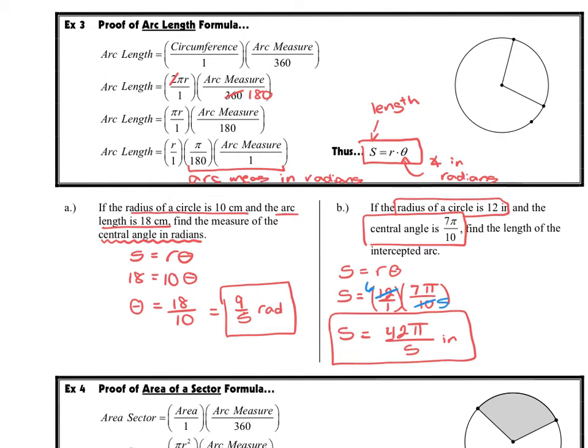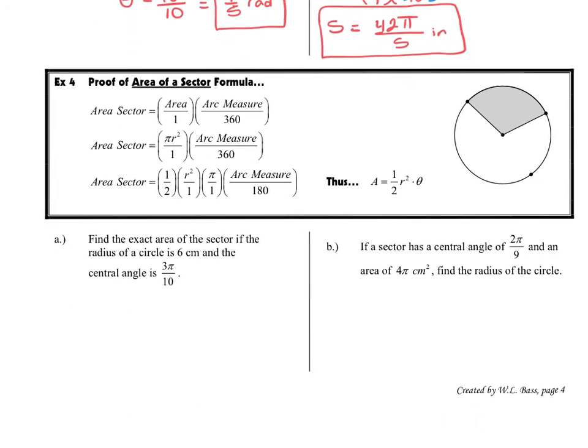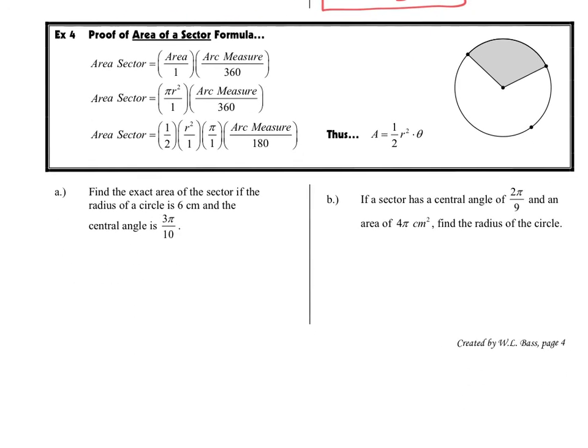Okay, the next thing that we're going to do is going to be a very similar process. We're going to do the same thing with our area of a sector formula. So again, we're going to start off with this formula that we did in our geometry review. The area of a sector, remember that's the whole shaded region, that whole piece of pizza, is going to be a portion of the area. So we've got our portion again, arc measure over 360, and the area.